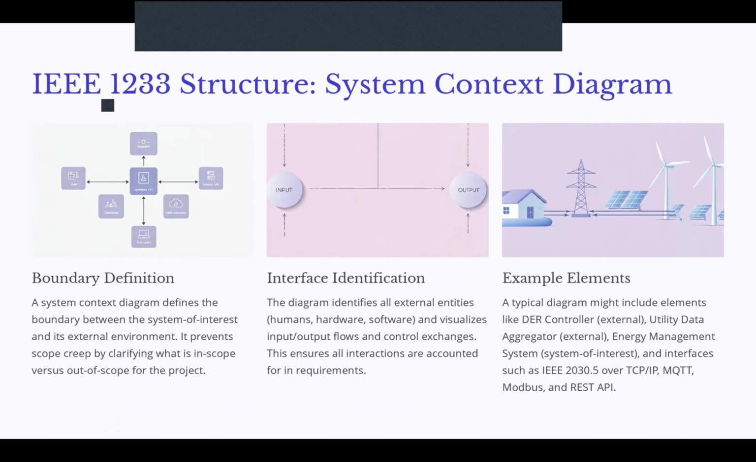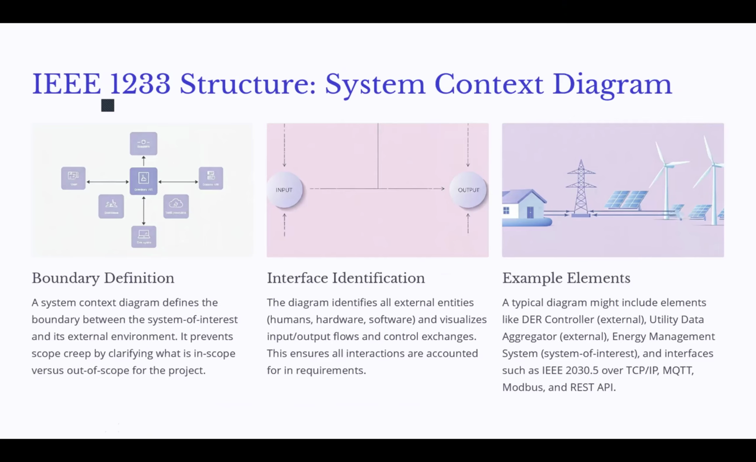Now, the IEEE 1233 structure is basically built upon three pillars. One is the boundary definition. The boundary definition is a system context diagram that defines the boundary between the system of interest, the expectations that the stakeholder has, and its external environment. What are the conditions that the system could work under? It prevents scope creep by clarification and basically defines what is out of scope for the project.